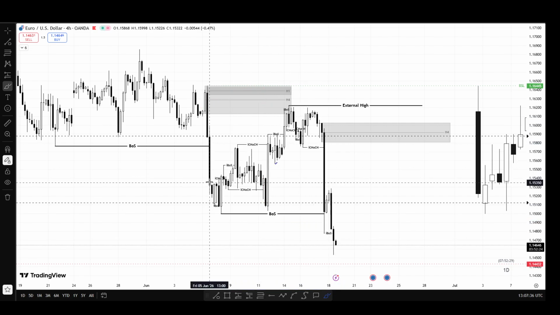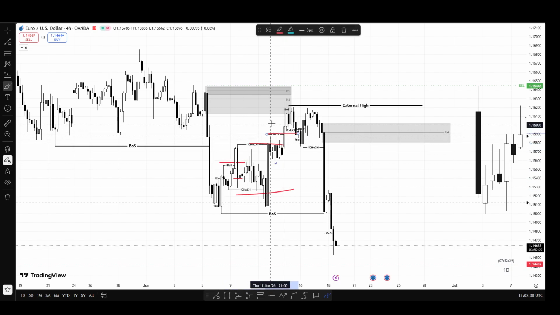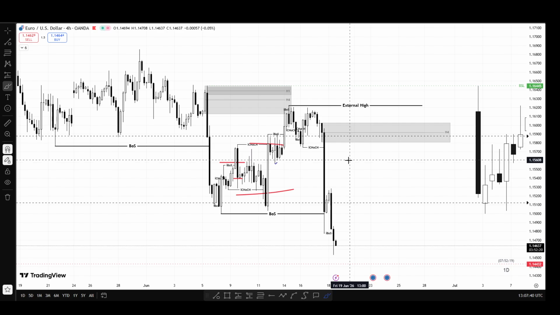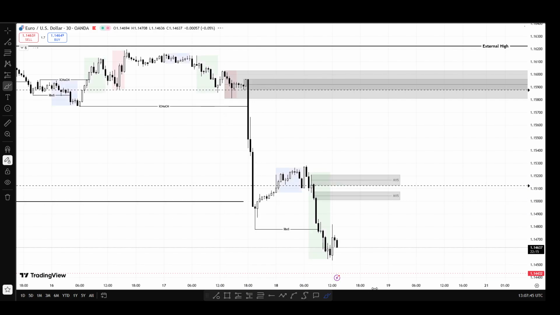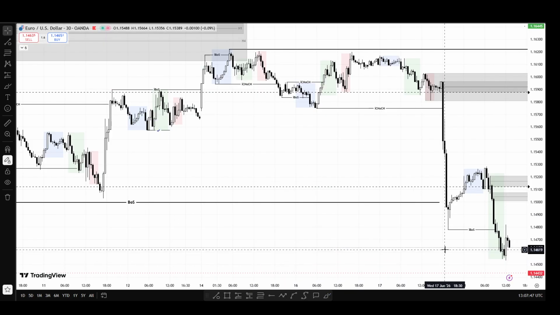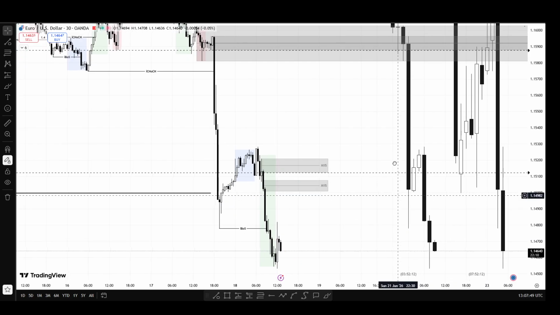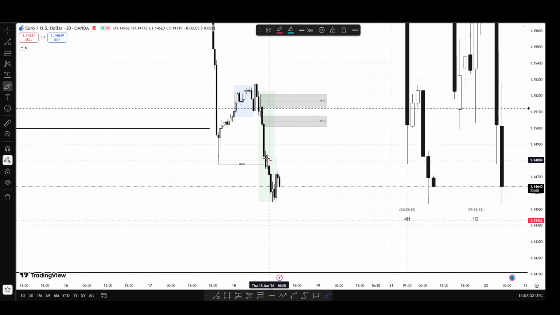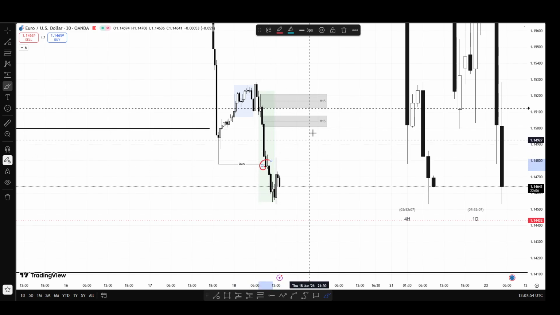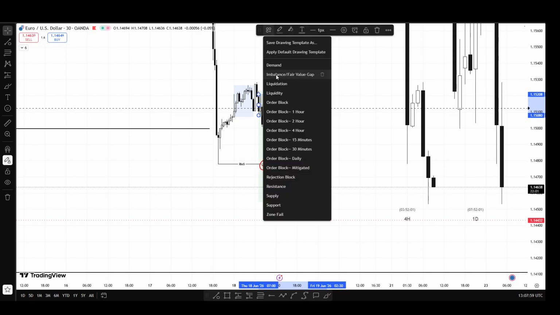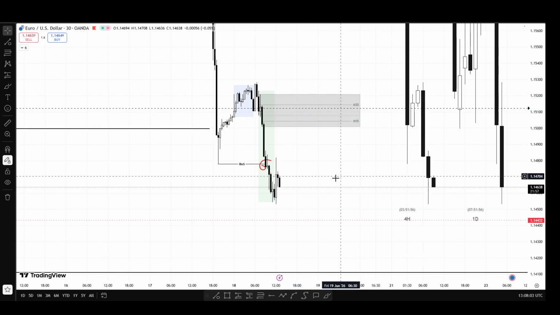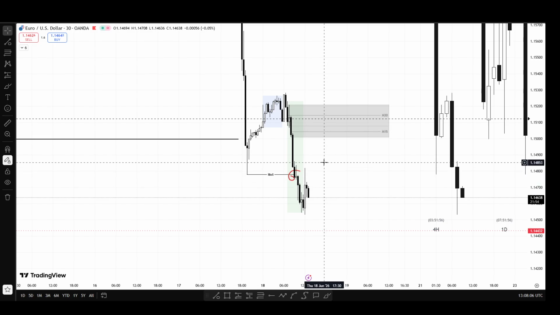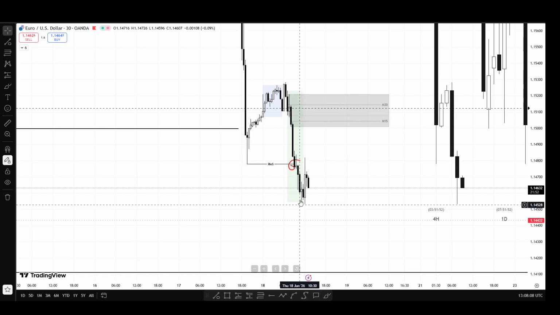Okay. So this is our internal breaks here. You can see we have internal break of structures to upside and then downside here. So our recent internal break here is this one. Okay. On the 30-minute time frame, you can see we had this break of structure to the downside here. Okay. So after that break of structure to the downside, you can see we have this M30 order block here.